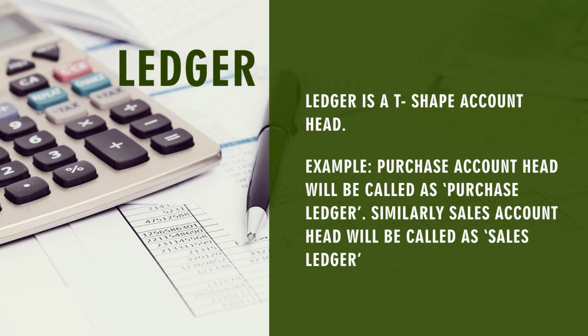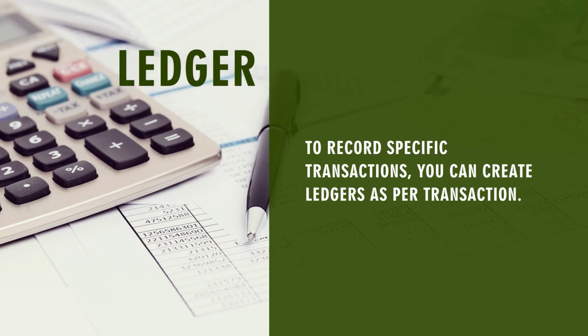For example, the purchase account head will be called the purchase ledger. Similarly, the sales account head will be called the sales ledger, and the purchase return head will be known as the purchase return ledger. To record specific transactions, you can create ledgers as per the transactions. As per your organization or company transactions, you can create n number of ledgers in manual accounting. In the same way, you can create n number of ledgers in computerized accounting.